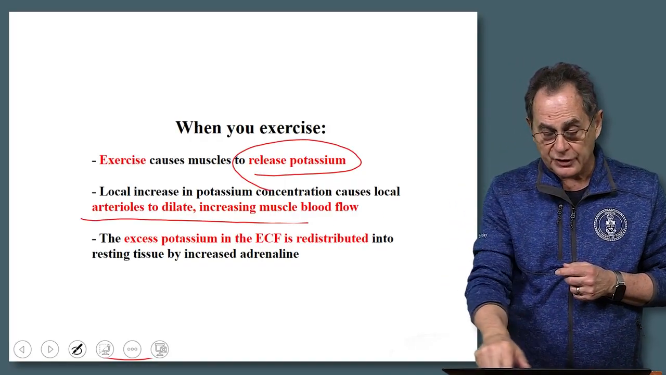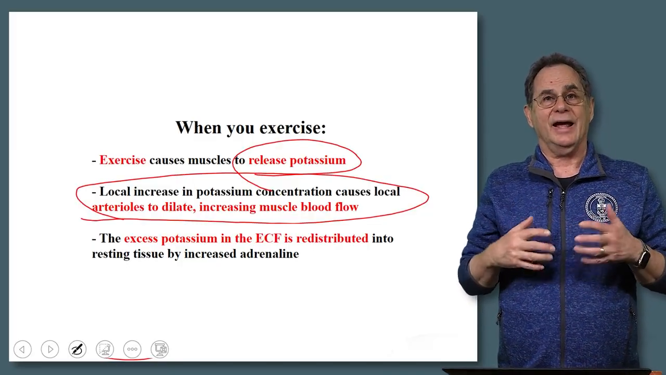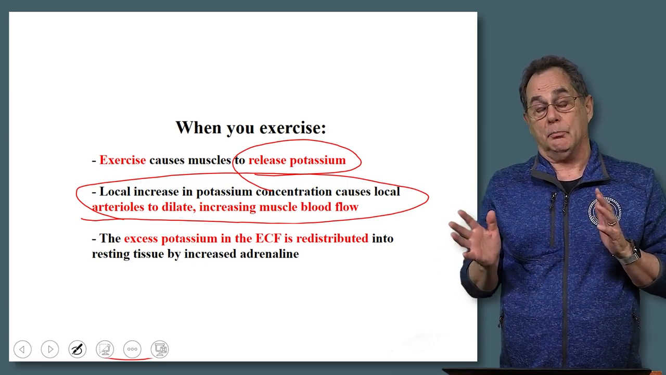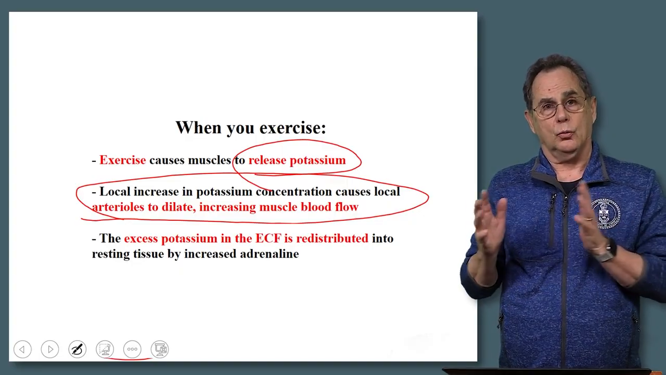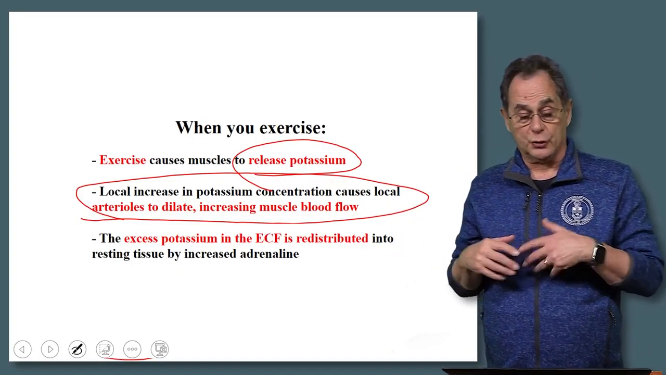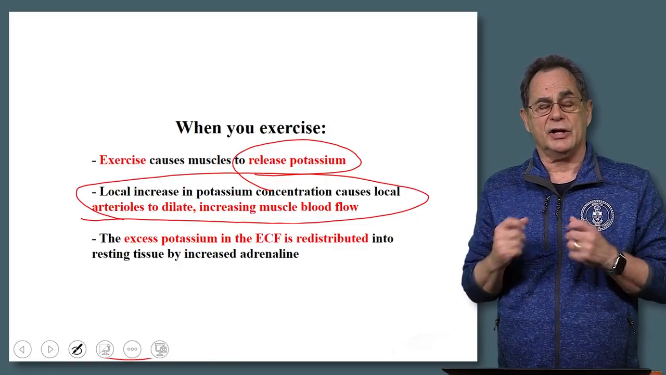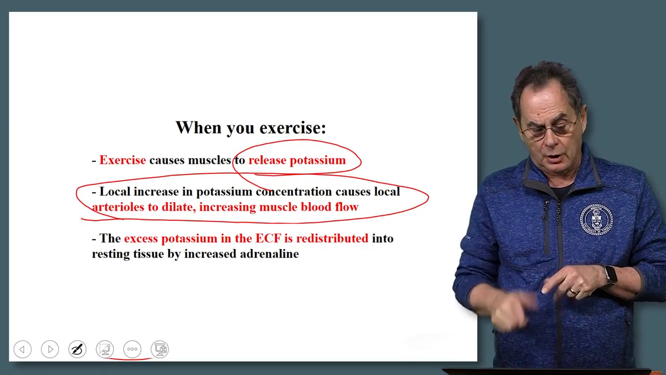And the local increase in potassium is quite important because it causes arterioles to dilate and helps maintain muscle blood flow. Now that's critically important because the increased muscle activity will require more oxygen delivery and increase in blood flow, so the vasodilating effect of the potassium release in muscle has an important physiological consequence.